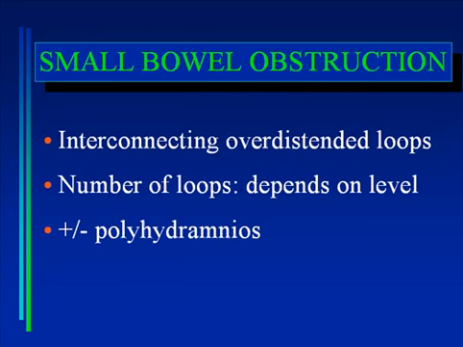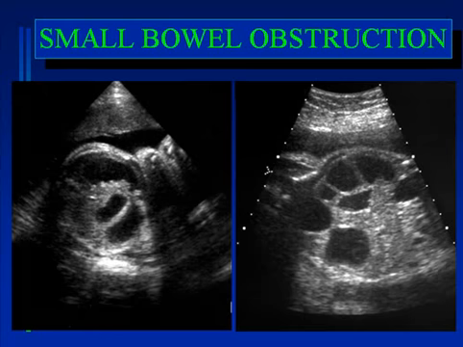On the other hand, in the setting of small bowel obstruction, oftentimes you'll see multiple interconnecting over-distended loops of bowel, with the number of loops depending on the level of obstruction, and you may or may not see polyhydramnios. This fetus has a high jejunal atresia. We see a dilated stomach and two additional loops, one more loop than you would expect to see with duodenal obstruction. The fetus on the right has a lower jejunal obstruction, and hence we see multiple loops of dilated small bowel.